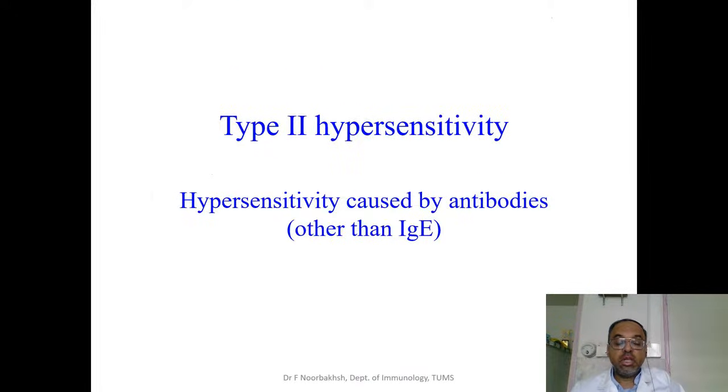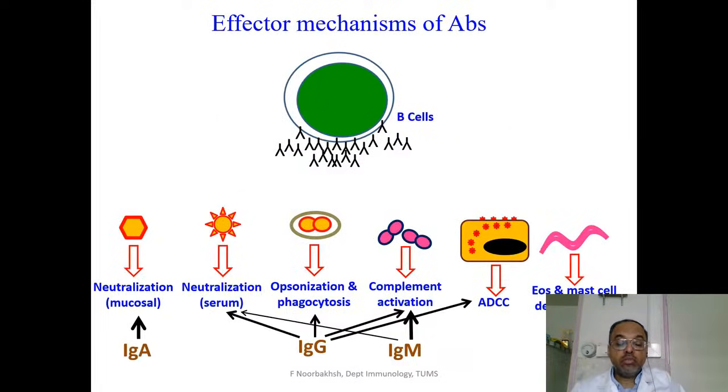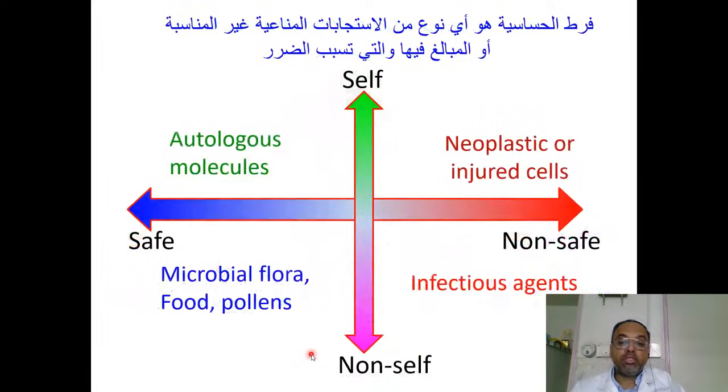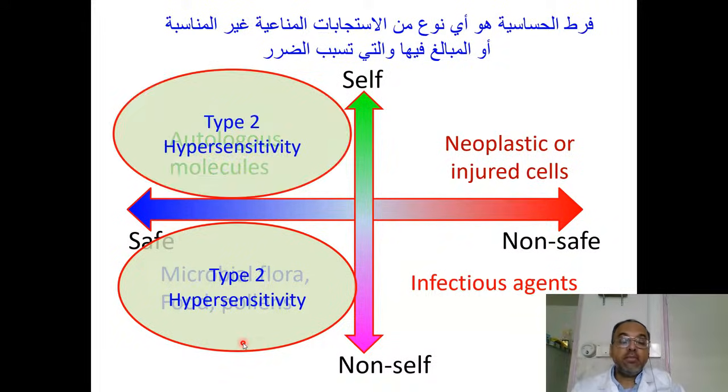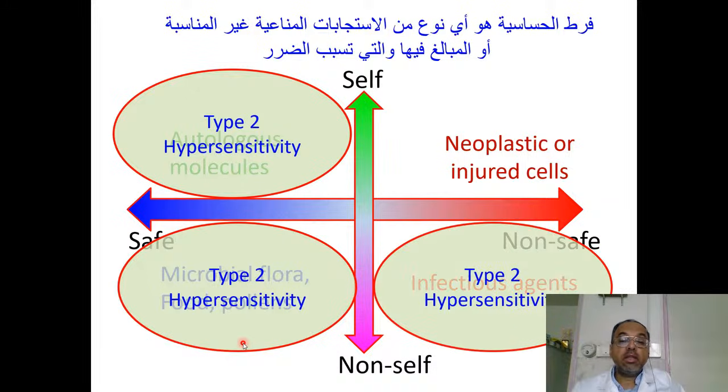Type 2 hypersensitivity is also caused by antibodies, but antibodies other than IgE. So if I go back to this slide, IgE was the one that is responsible for type 1, but IgM and IgG are the ones which underlie type 2 hypersensitivity. So if I want to show you type 2 hypersensitivity could be here against safe entities which are non-self. They can also be against our own molecules, and they can also happen against infectious agents.